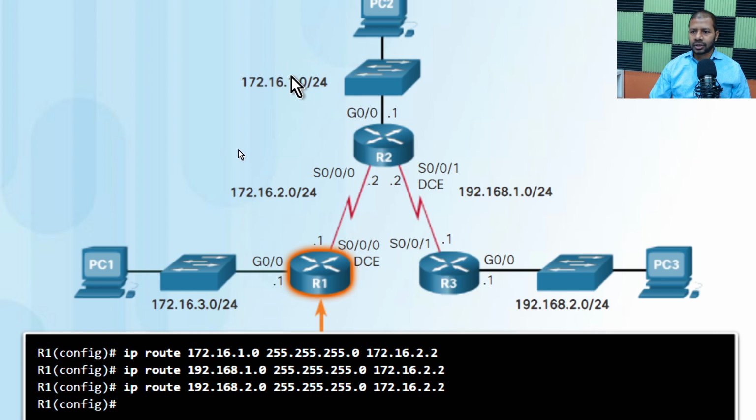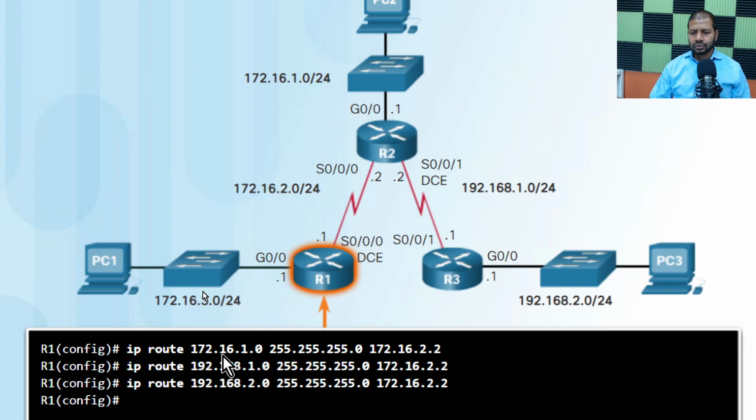172.16.1.0. This network is not directly connected to R1. So you're writing in R1 that to go to this network 1.0, go to this router R2. Now what is its IP address? Its IP address is 172.16.2.2, not 0. See the dot 2 right here? So that's the IP address, that's what you're writing right here. To go to that network with this subnet mask, go to the next hop router, that is 172.16.2.2. That's how you write a next hop route.